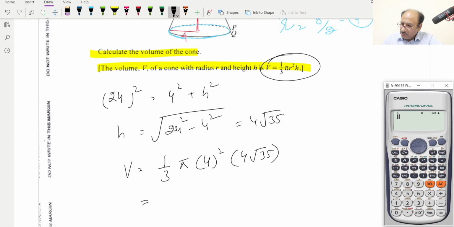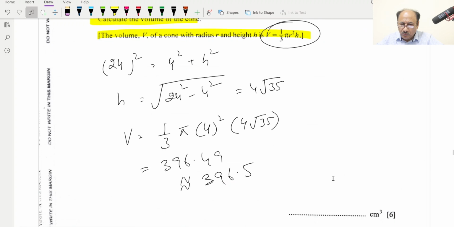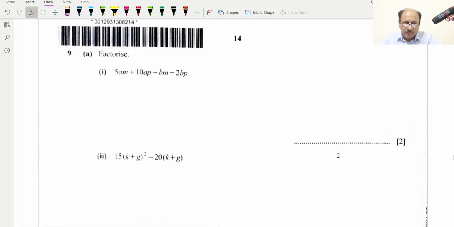We can write 1 over 3 into pi, and multiply by 4 squared, and multiply by 4 root of 35, and this is equal to 396.49, and we can write it as 396.5. This will be our answer over here, which we can write 396.5 centimeter cube.